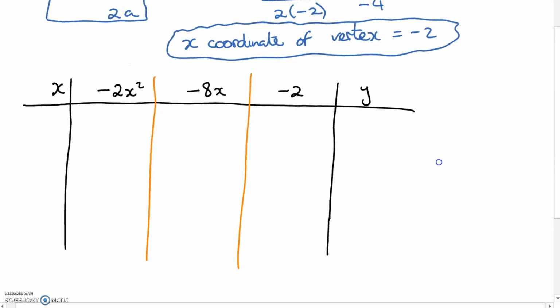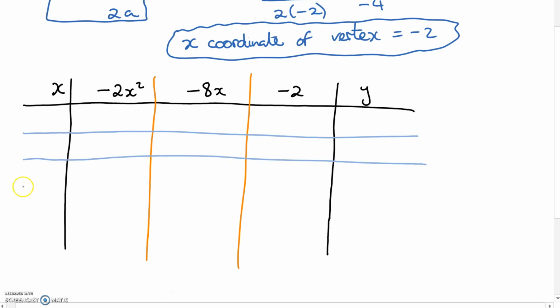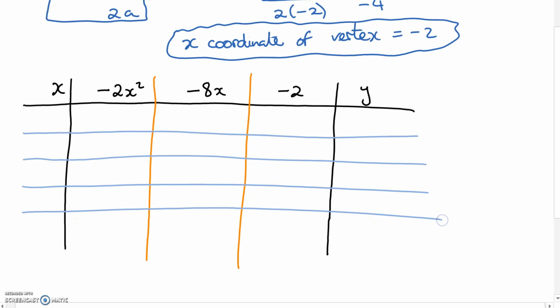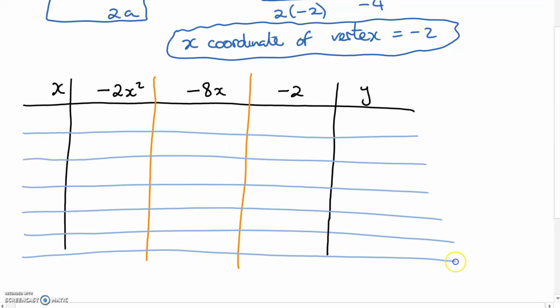Now, remember, the x-coordinate of the vertex is negative 2. So we're going to come down 3 rows. Remember, we want 7 rows altogether: 1, 2, 3, 4, 5, 6, 7. We come down the first 3 rows, 1, 2, 3, and then go to the next one.